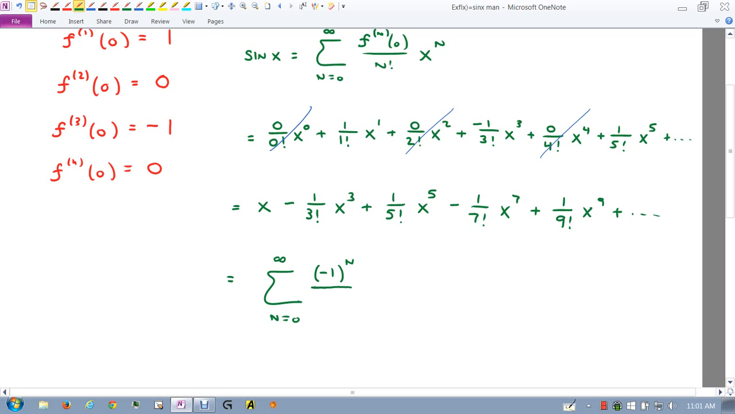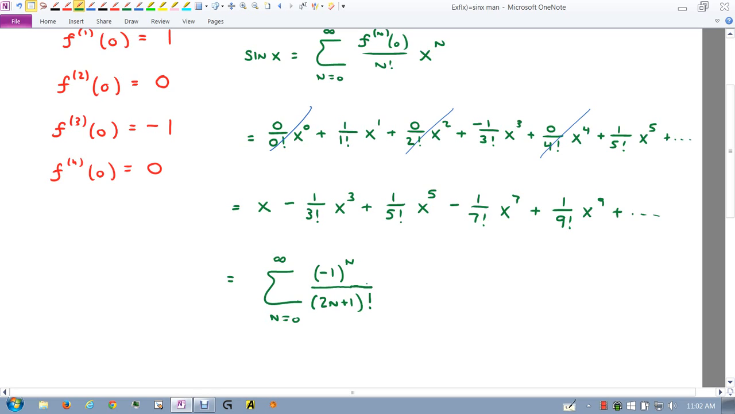We want odds, right? Odds starting with what's down here? 1 factorial. So how do I create odds starting with 1? 2n plus 1 will create the odd numbers starting at 1 and then factorial.